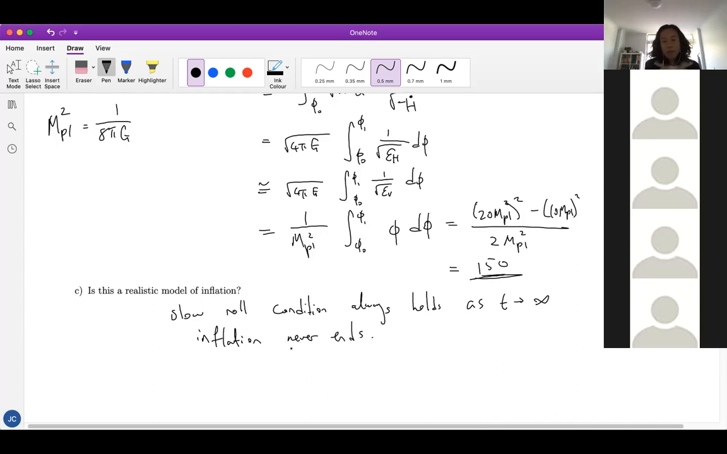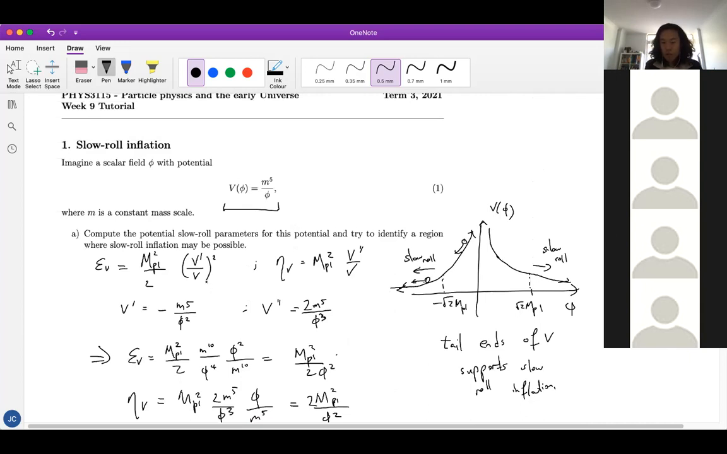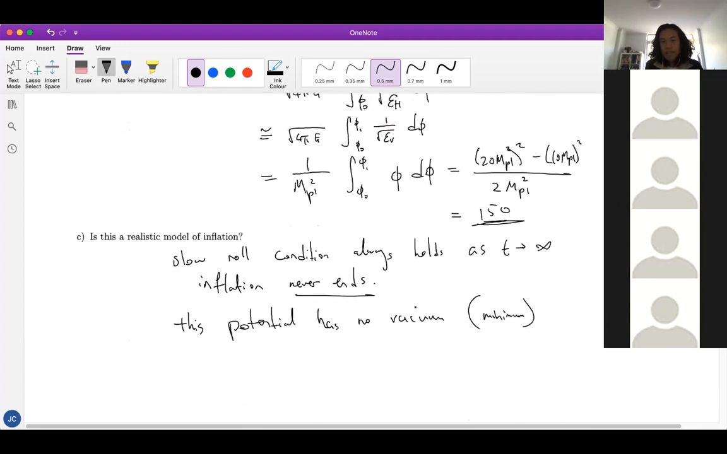That's first of all a problem, because we know inflation has to end at some point. Otherwise, nothing will ever happen in this universe. Another point is that this potential doesn't have a vacuum. Or, a simpler way of saying it, it has no minimum. It asymptotically approaches a flat solution at infinity, but it doesn't actually have a real minimum. And that's a problem because then reheating can never happen.